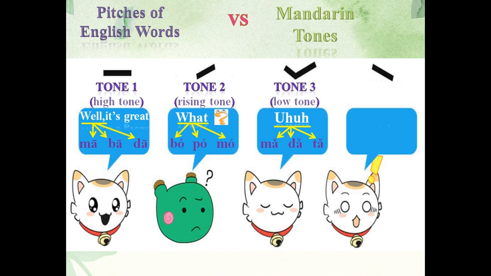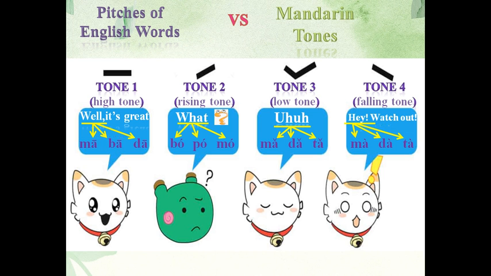Following tone 3 is tone 4. Here is a sentence of English. Hey, watch out! The word hey is having the same tone as tone 4. Shall we see some examples? Here they are. And please listen carefully. Hey, ma. Hey, da. Hey, ta.